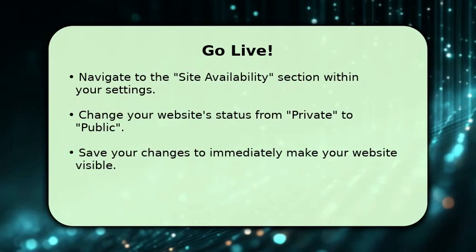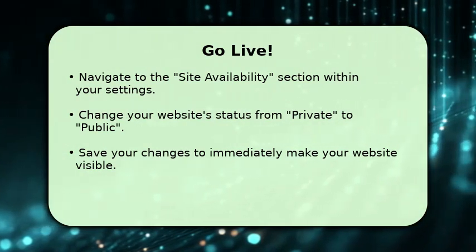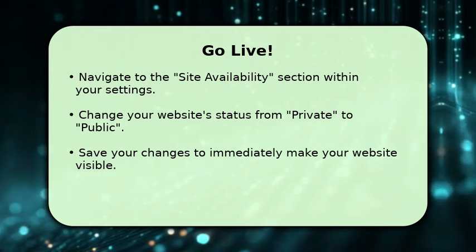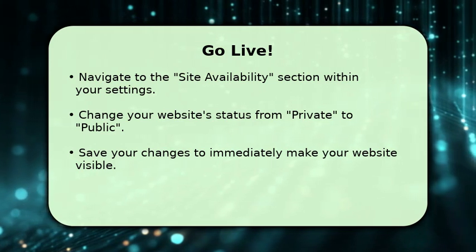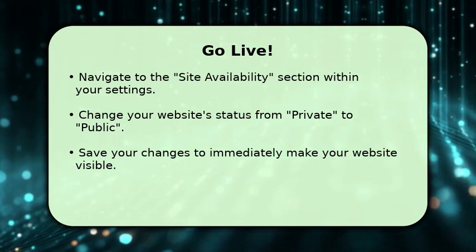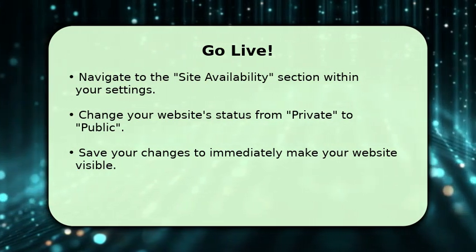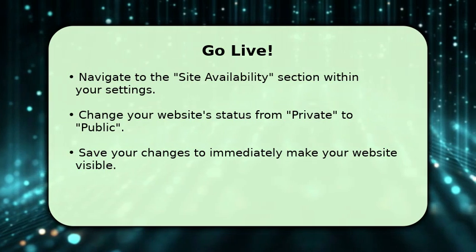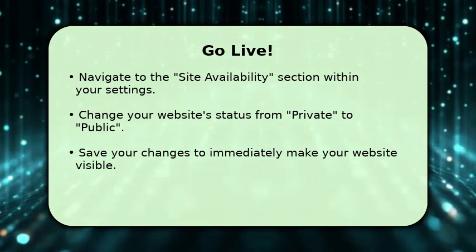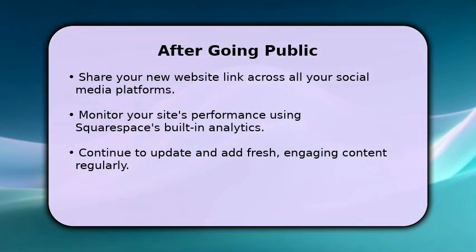Now for the exciting part, making your site live. From your Squarespace dashboard, navigate to the Settings menu, then find Site Availability. Here, you will see an option to change your site's status. Select Public instead of Private or Password Protected. After making this crucial selection, remember to save your changes. Your website will then be immediately accessible to everyone. Congratulations, your website is now public.